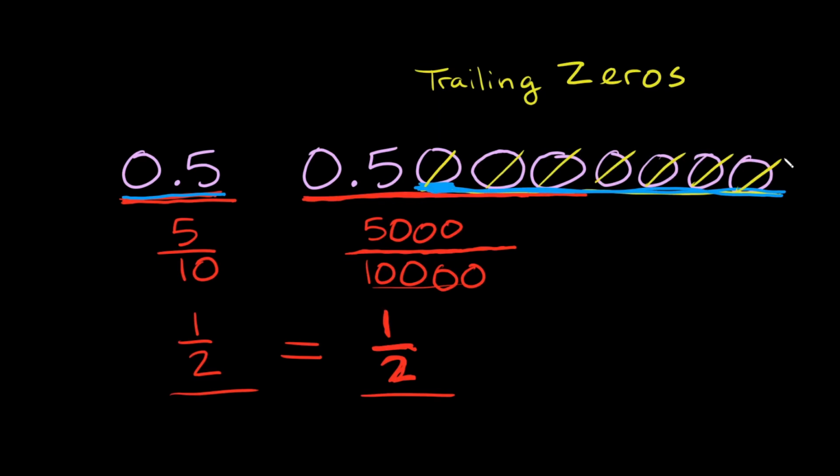Okay, so if I just ignore all these, then it makes my problem a lot clearer, right? Because now I'm just comparing 0.5 and 0.5, and I'm asking myself, are those equivalent? Well, sure they are, right? They're the exact same number.